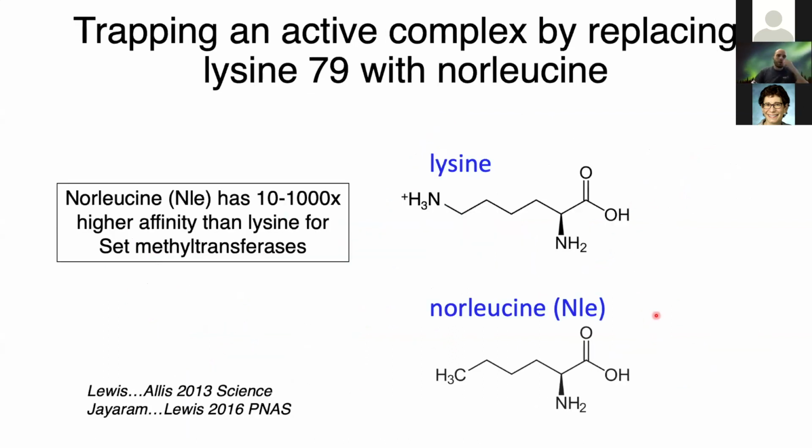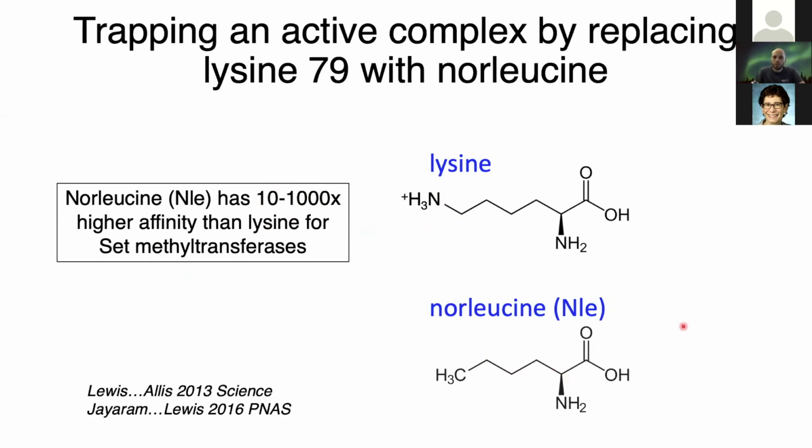So to try trapping Dot1L in some kind of active state where it's much closer to the H3K79 side chain, I took advantage of the fact that SET domain methyltransferases have been known for quite a while to bind very tightly, with 10 to 1,000 times higher affinity, to mutations of their substrate lysine to norleucine. And norleucine is a non-native amino acid that is very similar in structure to lysine, except that it does not contain the epsilon positively charged amino group. And so it's just an aliphatic side chain.